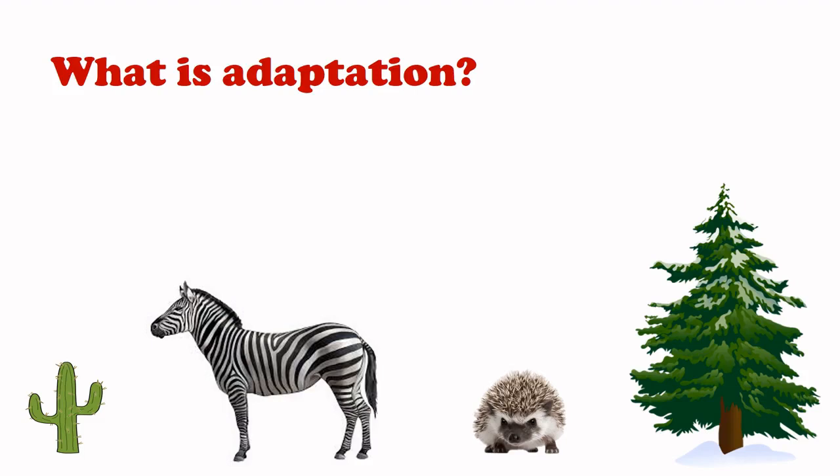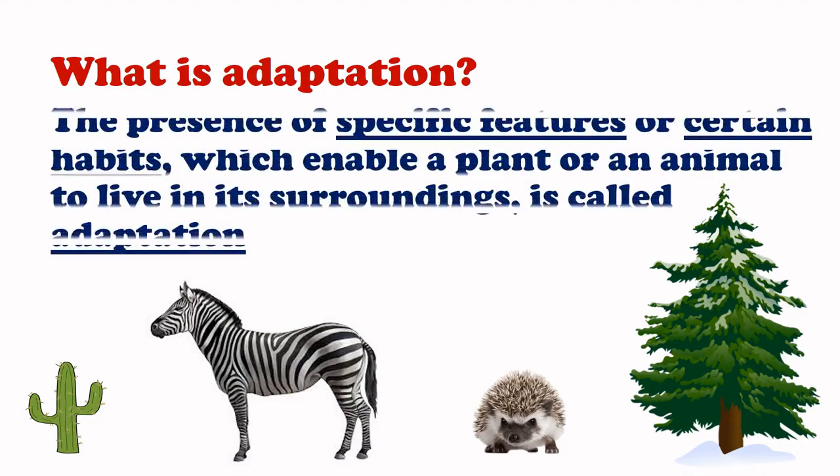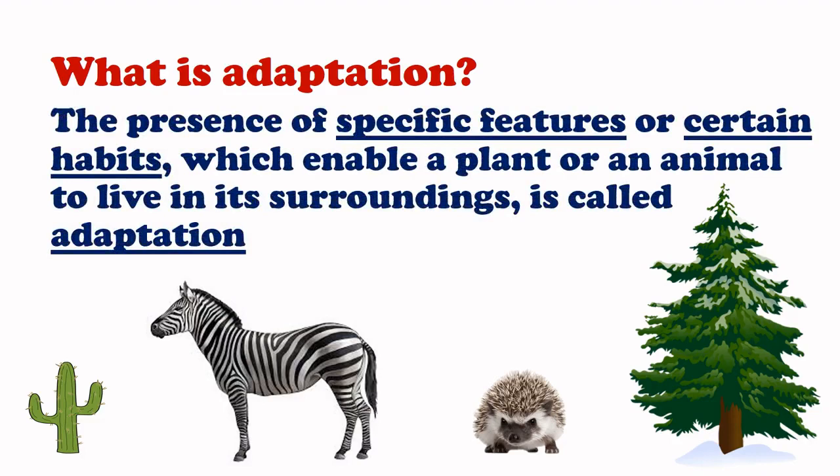So children, how do these organisms survive in these different surroundings? So in order to be able to live and thrive in their surroundings, the organisms need to be able to adapt to their surroundings. So, the presence of specific features or certain habits which enable a plant or an animal to live in its surroundings is called adaptation.